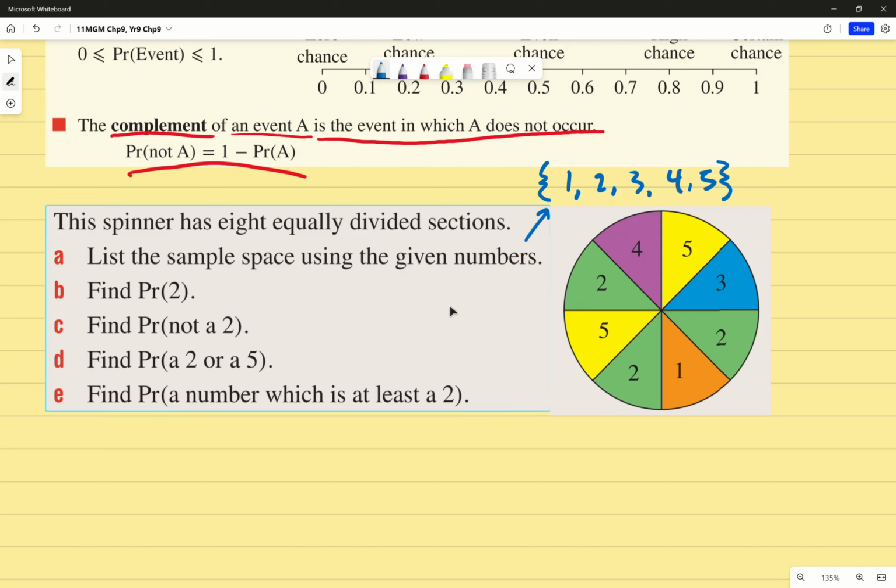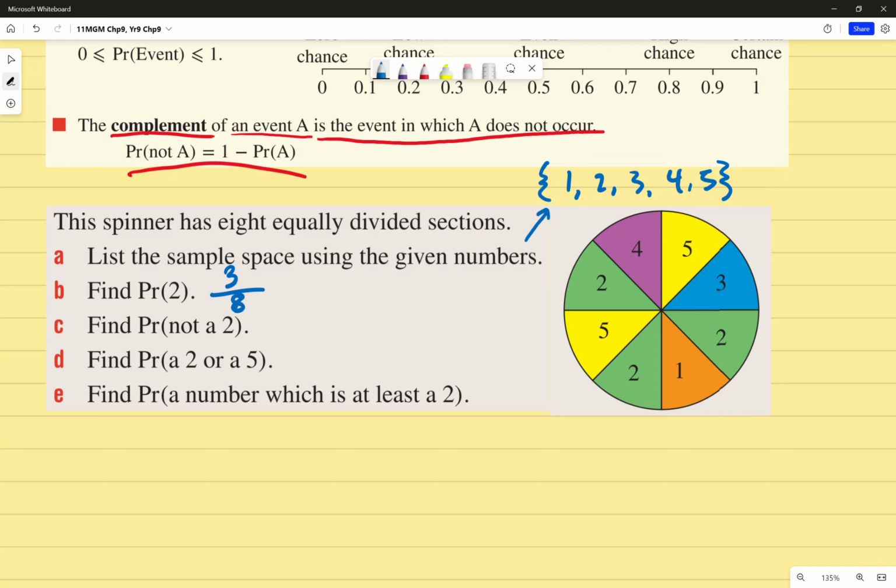So, as I mentioned before, even though there are multiple 2's on the spinner, the sample space is just going to list 2 once. So 1, 2, 3, 4, 5, and I'm going to use the squiggly brackets. The probability of 2 itself, and I'm going to use the formula from above, which says the number of outcomes, which I know there are 3 2's, so I'm going to write 3 over the total number, which I know there are 8 total sectors, so 3 over 8.